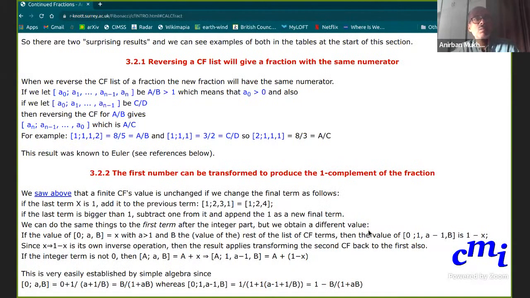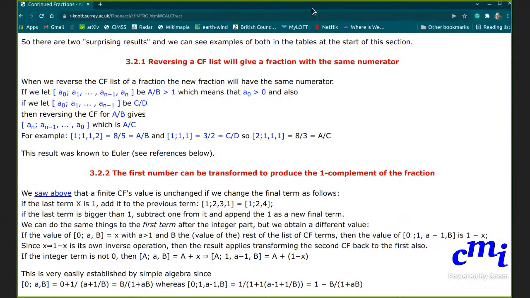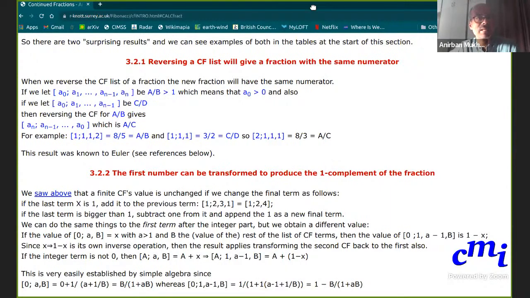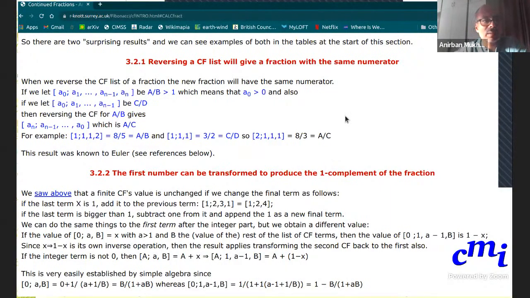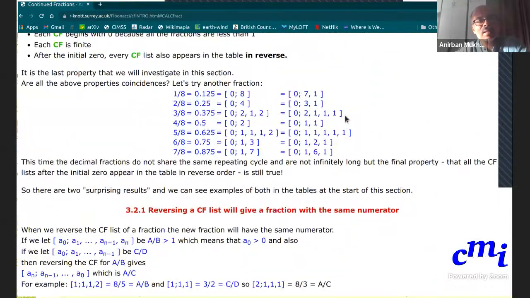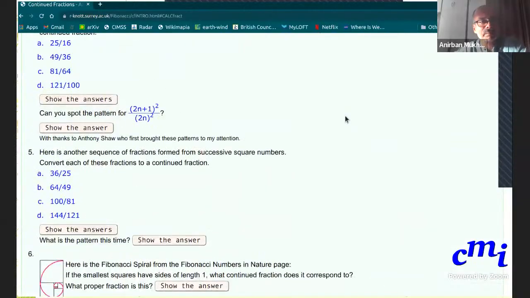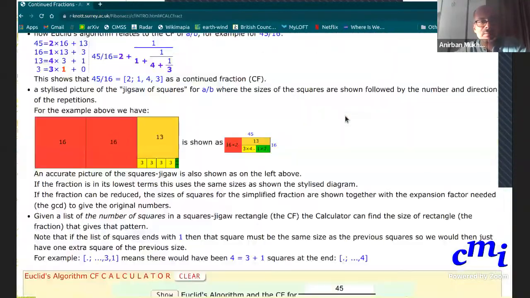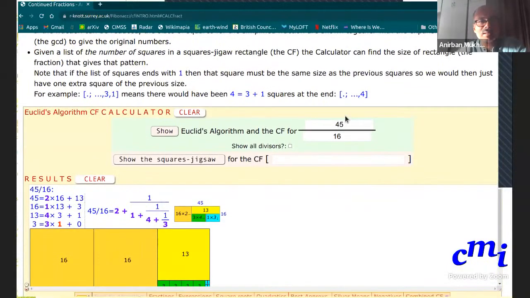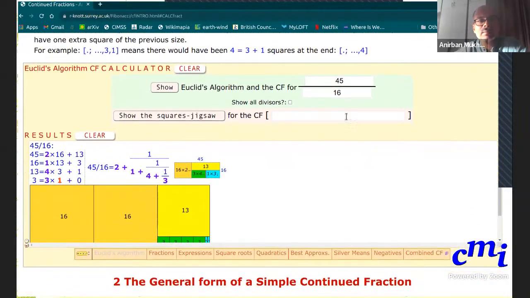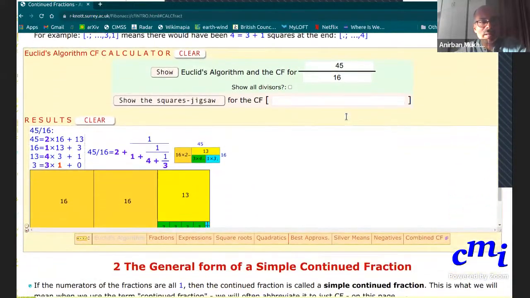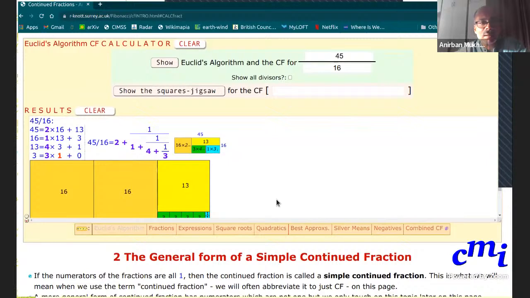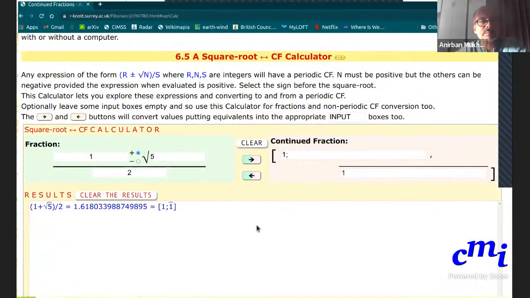So what I want to share is an online calculator of continued fractions. So there is a website. Can you see that? Yes, sir. So this is a website which has continued fraction calculators. I'm going to send you the link as well. Let me show you an example. So it has various nice things. It gives you the Euclidean algorithm actually. It gives everything. Quadratics, square roots.